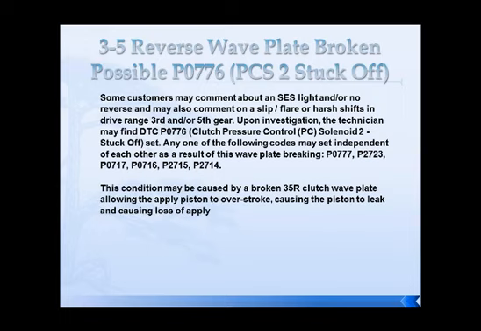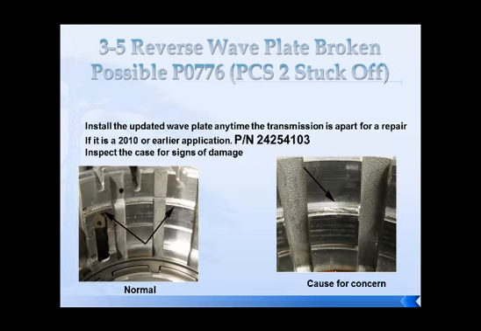All the earlier model 6T70s had an issue with this, so you're definitely going to want to take a look at it. Anything prior to 2010 would have the old design wave plates in it. So it definitely becomes an issue that you need to inspect each time you take it apart, for any damage that has been done by that wave plate being fractured. We're showing you on the left-hand side of the screen what the case looks like after you bust the wave plate, and it's not a problem. We're showing you on the right-hand side of the screen a problem with the 2-6 clutch seating area, because the wave plate got up into that seating area and beat the heck out of it.